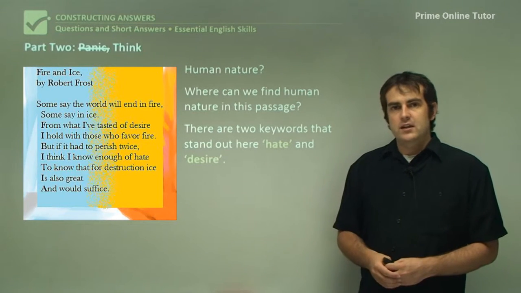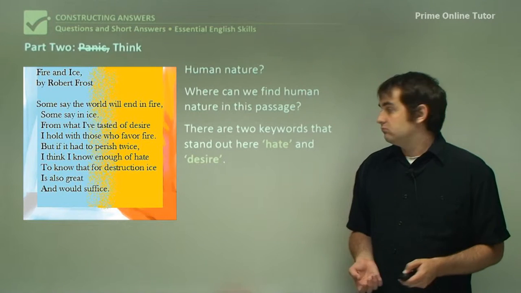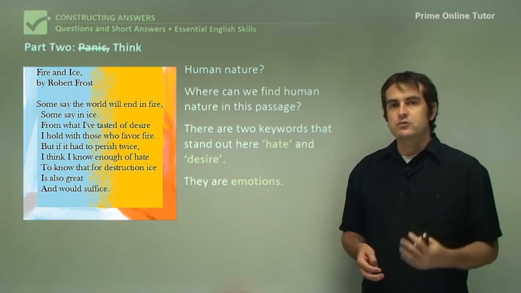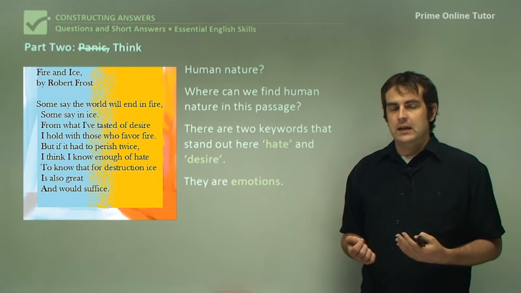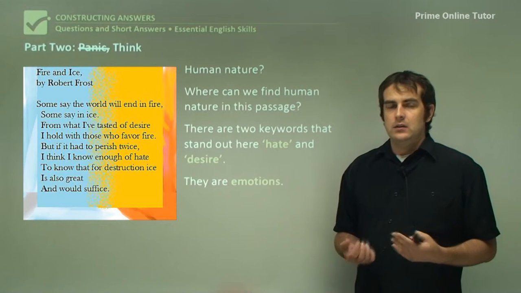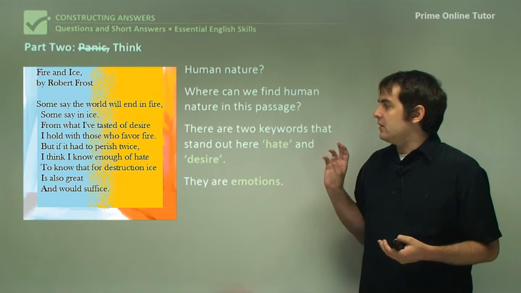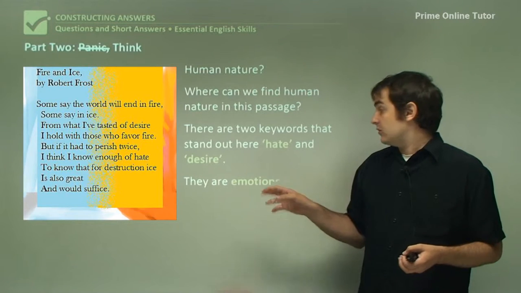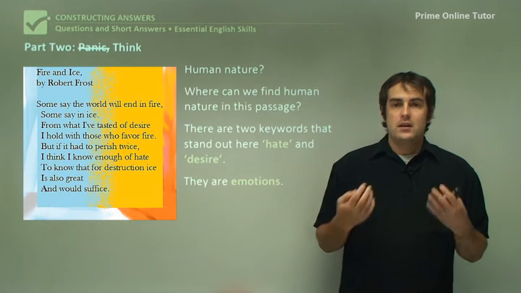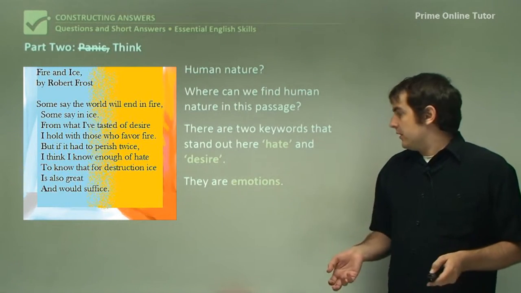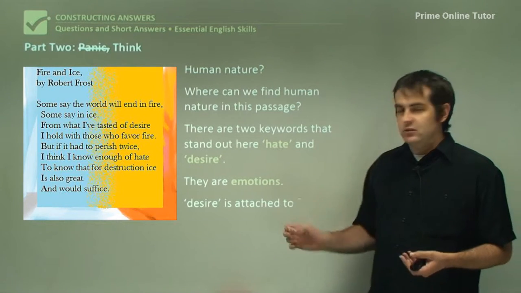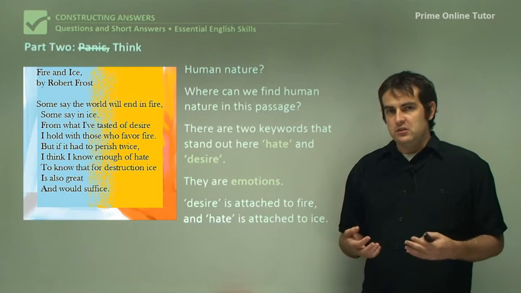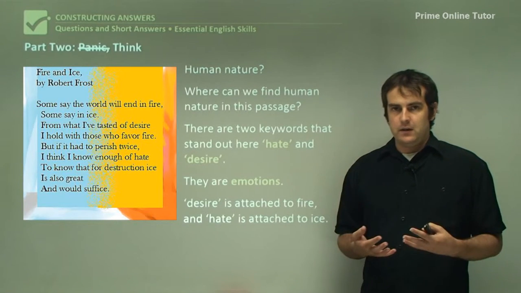Now, why do they stand out? They're emotions. Simple as that. They are emotional responses. Now, emotional responses are something that humans do. It's something that's personified. So, by giving fire and ice these qualities of desire and hatred, what we're doing is personifying them. So, we're basically attaching fire to desire and we're attaching hate to ice. So, by doing those things, we're suddenly making it personified.